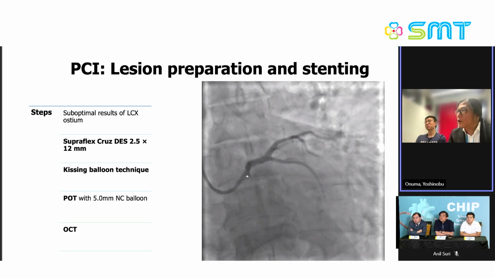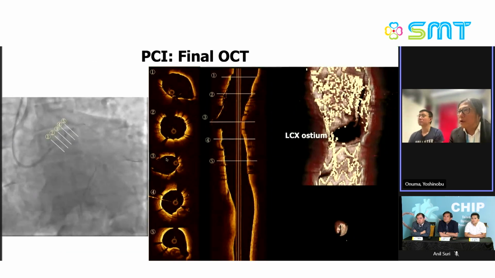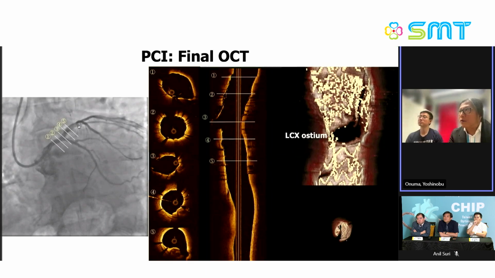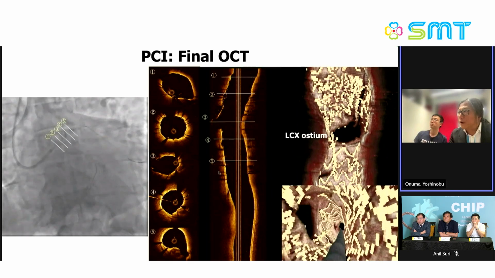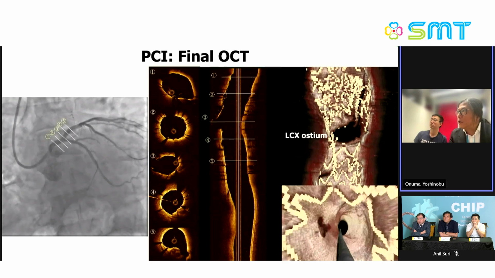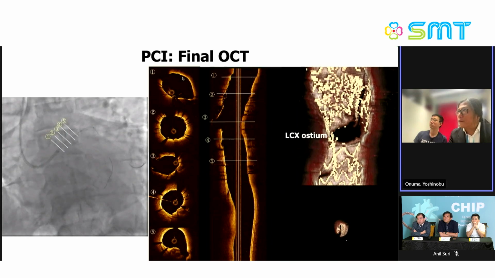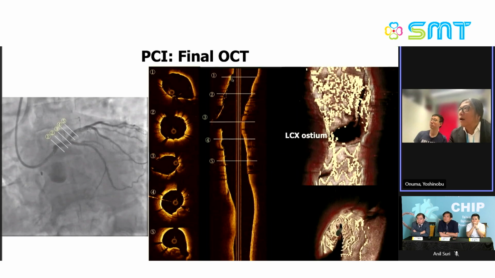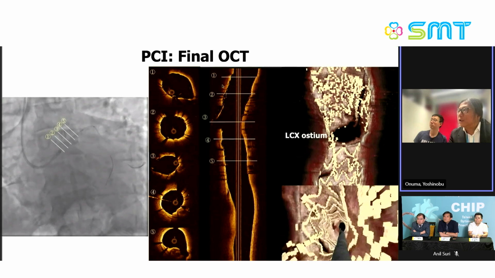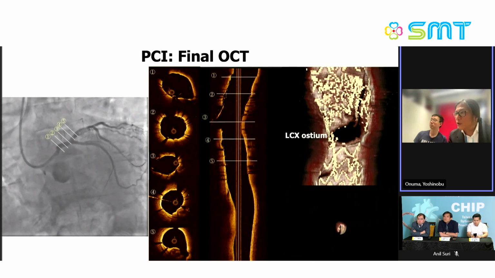So this is the final angiography, and we performed the OCT after that. So you can really see the pullback of the OCT here. You see the wide opening of the circumflex in the 3D. But also you can see the very good expansion of the LAD and also the proximal left main. And you can really see that there's no dissection or no apparent malposition.